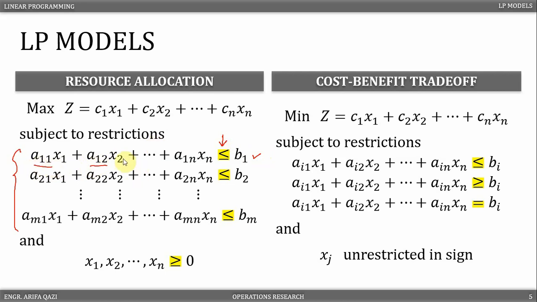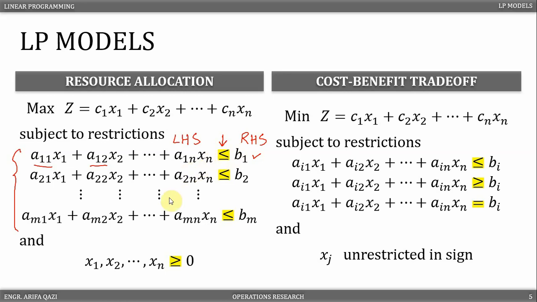In other words, the total amount of resource utilized, which is given by the left-hand side, must be less than the total amount of resource that is available, which is the right-hand side. Hence, this is where this less than or equal to inequality comes from.